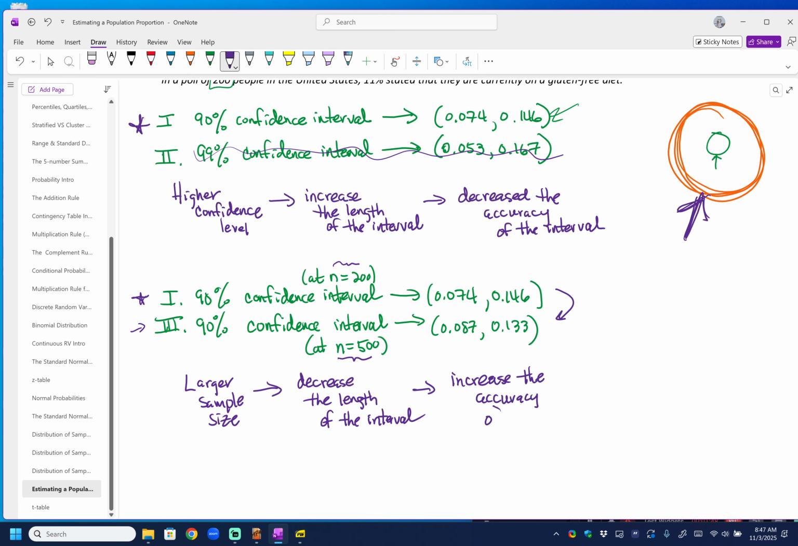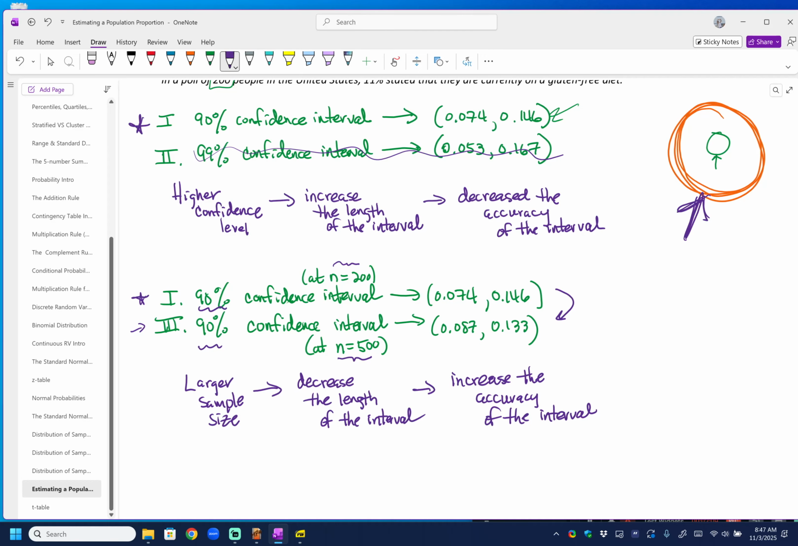This is wonderful for statisticians, of course, so they can basically maintain the same confidence, whatever they need or require, and they can still increase the accuracy of the interval. So it's a way around the seesaw effect that we saw in the previous problem.